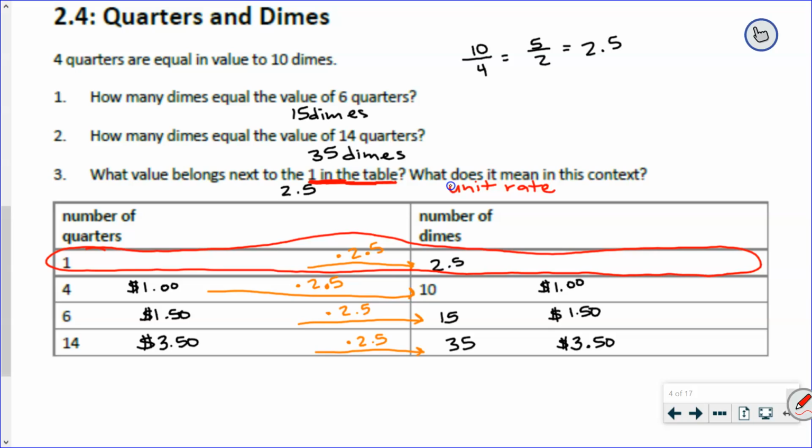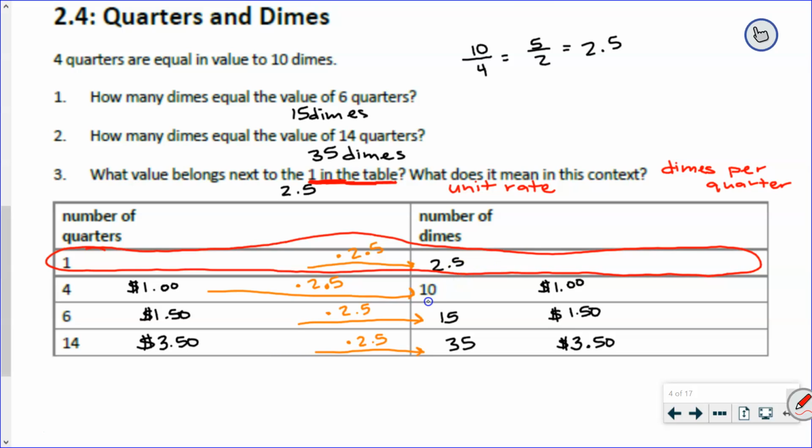unit rate. Have we heard that word before? Have we heard that word a lot before? Yes. Whenever we have the 1 in the table, we have the unit rate. And this is the unit rate for dimes per quarter, which kind of is what Kaden M was saying. If I have 1 quarter, that's the same as having 2.5 dimes.